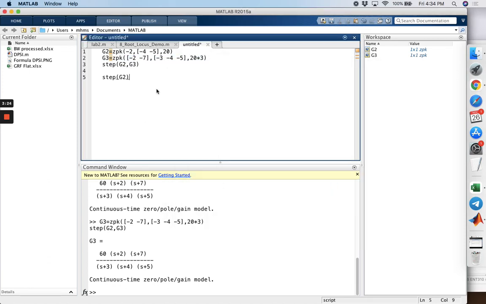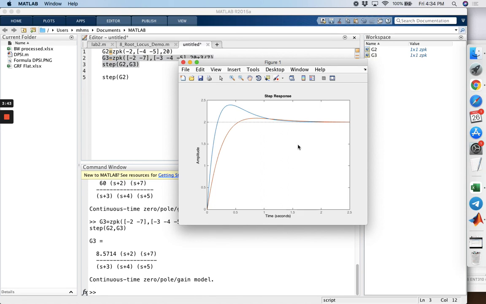What we need to do is, if we add another zero into the system, we need to divide by that zero. So we divide by 7. Now we run, and the result is we now have the same amplitude for this third order system. We have the final value the same as the original second order system.